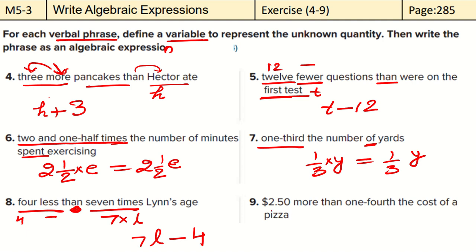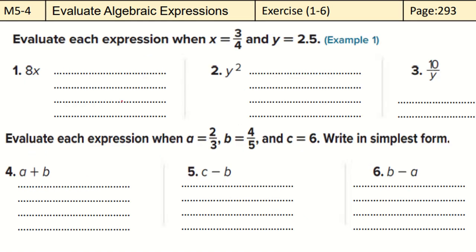Okay. Now $2.50 more means plus than 1/4. 1/4 means 1 over 4, than the cost of the pizza. So for pizza I am taking P. So it will be 1 over 4 P, more than means plus, and then 2.50. This will be the answer. Now evaluate each expression when x is equal to 3 over 4 and y is equal to 2.5.